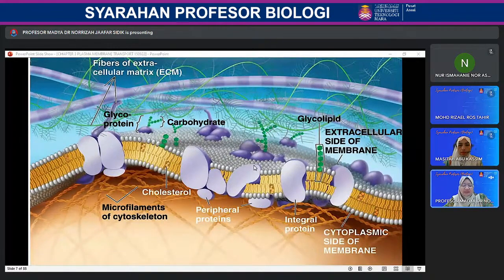And then you have another component, which we call carbohydrate. If the carbohydrate is attached to the proteins here, it is called a glycoprotein, right? Whereas if the carbohydrate is attached to the lipids here, it is called a glycolipid, right?